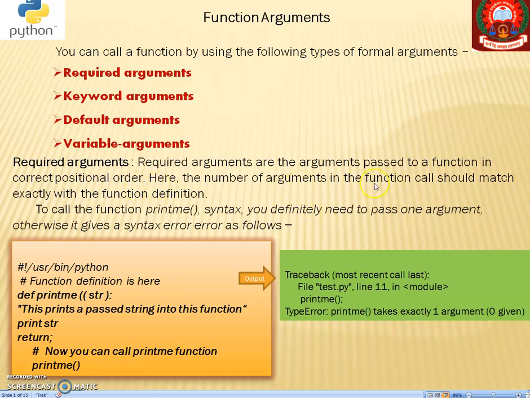Here the number of arguments in the function call should match exactly with the function definition. So what exactly does it mean? We have defined the function and the argument is str. It means that when you call this function, a string must be there, and you should remember it. Sorry, here double brackets are there. So when you call this function, this argument must be there, and if you call it without the argument, it will automatically give an error.